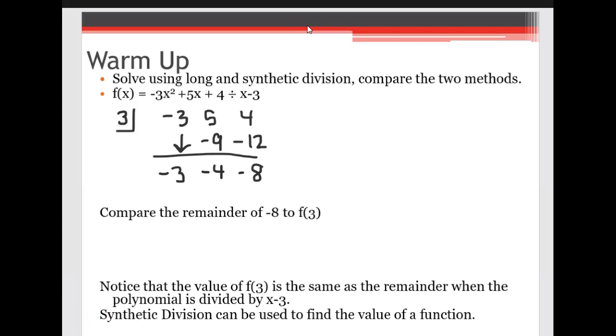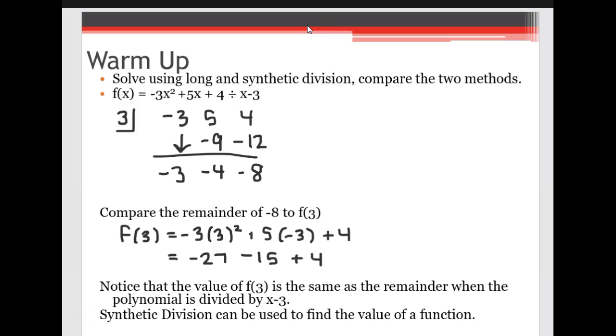It is the remainder. So we know that x minus 3 is not a factor. So then it says compare the remainder of negative 8 to f of 3. So what we're going to do is take the number 3 and plug it into that original function. So you have negative 27 plus 19. So negative 27 plus 19 is negative 8.